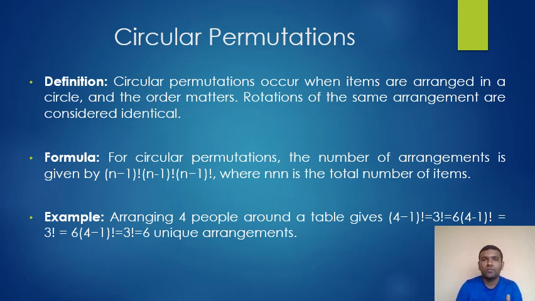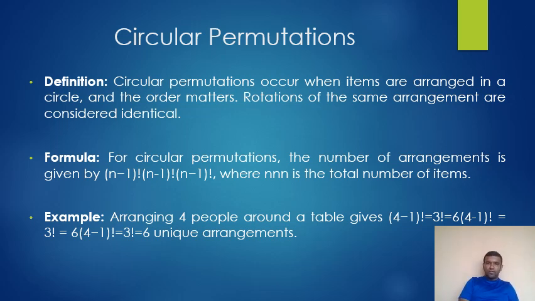You cannot do this. So circular permutations have a slightly different formula. For circular permutations, the number of arrangements is given by (n minus 1) factorial, where n is the total number of items. Example, arranging 4 people around a table gives you (4 minus 1) factorial, that is 3 factorial, which is equal to 6 unique arrangements.